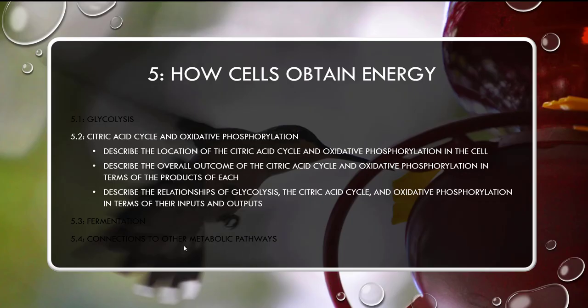Okay, so that is it for 5.2, the citric acid cycle and oxidative phosphorylation. By now you should be able to describe the location of the citric acid cycle as well as oxidative phosphorylation in the cell. You should be able to describe the overall outcome of the citric acid cycle as well as oxidative phosphorylation in terms of the products of each. And finally, you should be able to describe the relationships of glycolysis, the citric acid cycle, and oxidative phosphorylation in terms of their inputs and outputs.